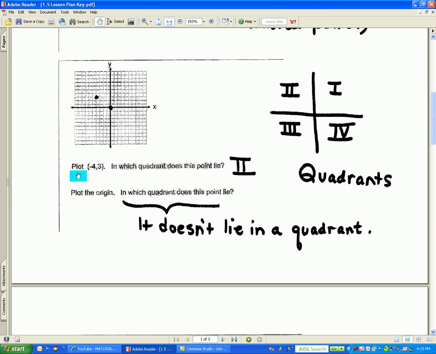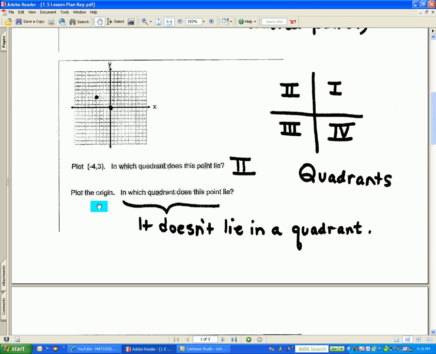So first question. Plot the ordered pair (-4, 3), and in which quadrant does this point lie? Well, -4 is an x value, so we start at the origin, which is (0, 0), and we move 4 units to the left at -4, and then we go up 3 units, (-4, 3). It's kind of like playing Battleship. There's 2 coordinates, and there we have the ordered pair (-4, 3), lying in quadrant number 2.